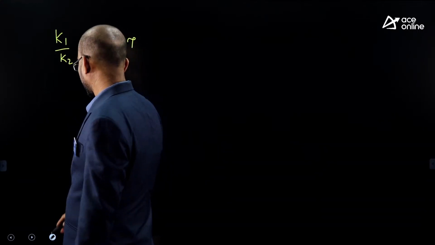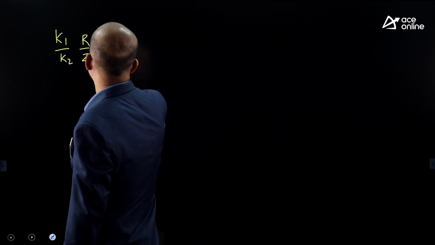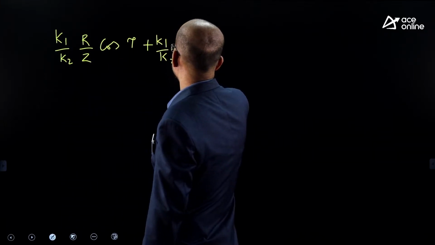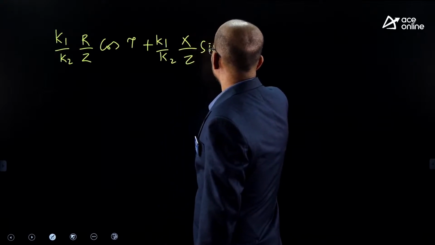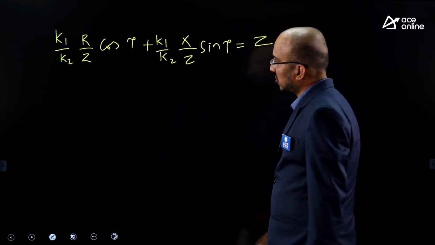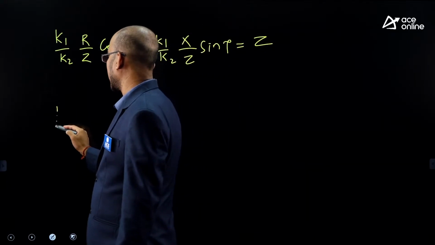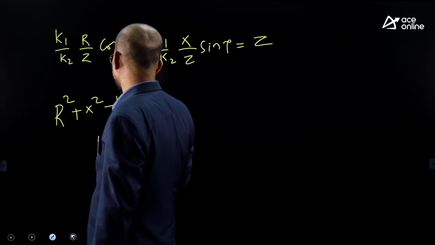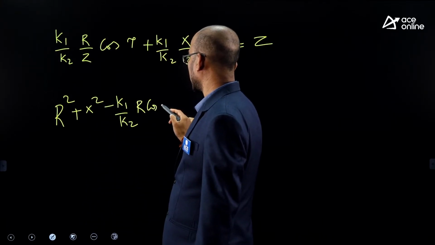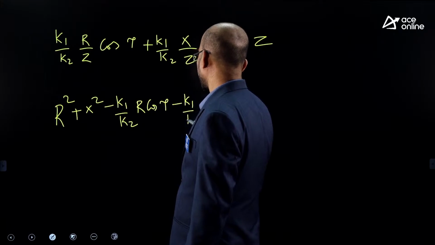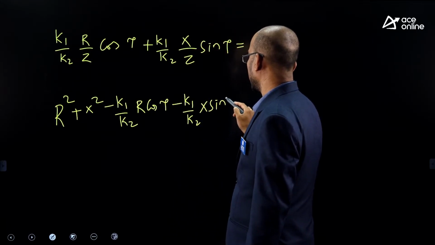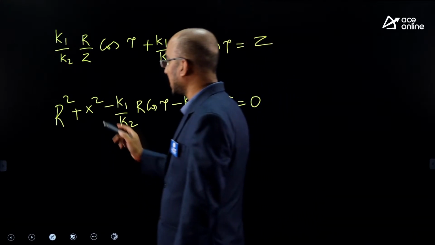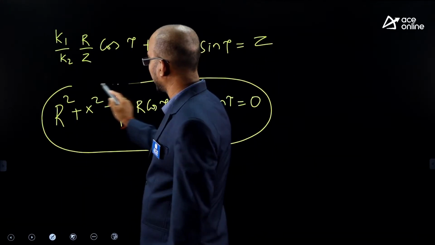So, this is cos tau R by Z cos tau plus K1 by K2 X by Z sin tau is equal to Z. So, take this Z on the other side and square it, you will get R square plus X square minus K1 by K2 R cos tau minus K1 by K2 X sin tau is equal to 0. So, this is the characteristic equation.